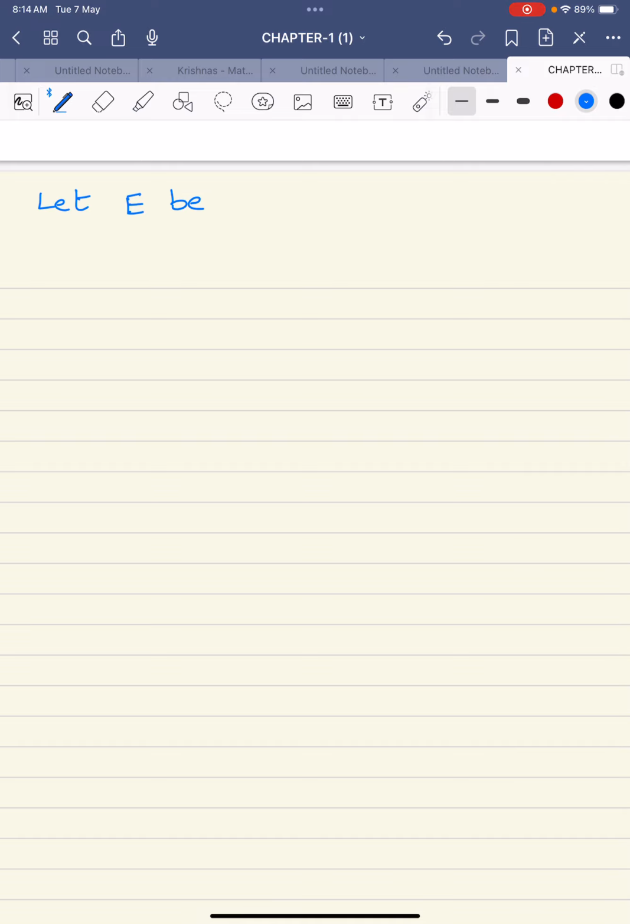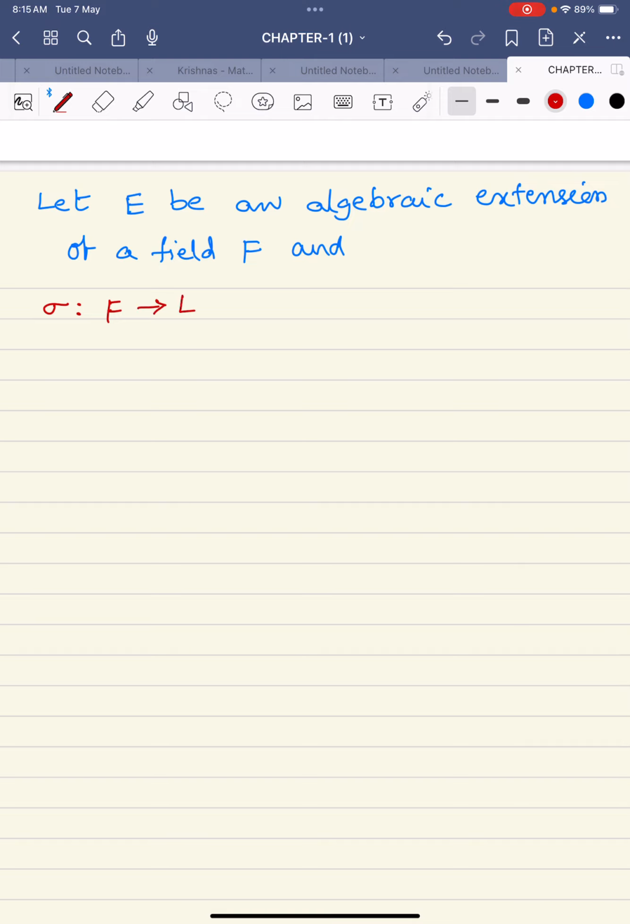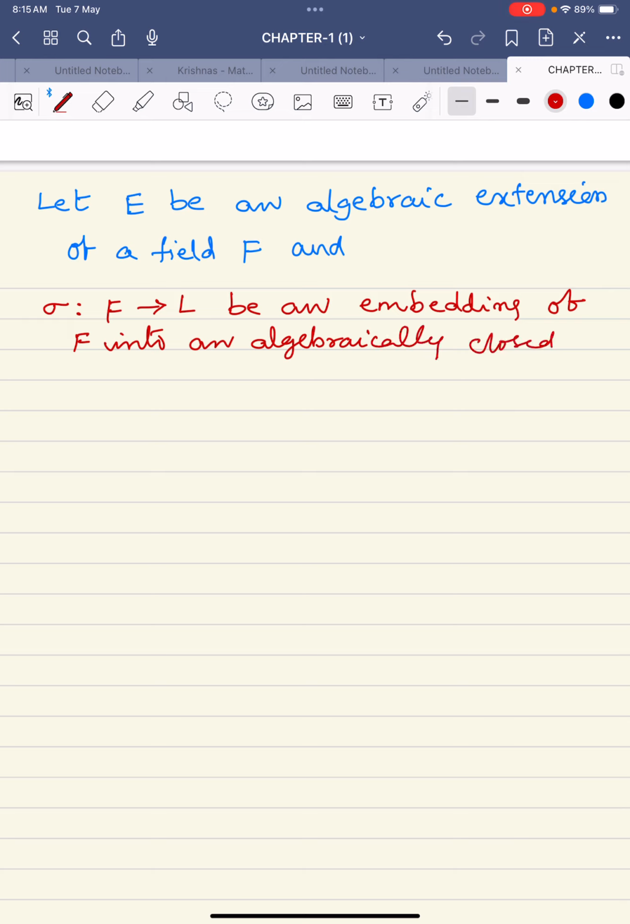Let capital E be an algebraic extension of a field capital F, and sigma maps F into L be an embedding of capital F into an algebraically closed field capital L.